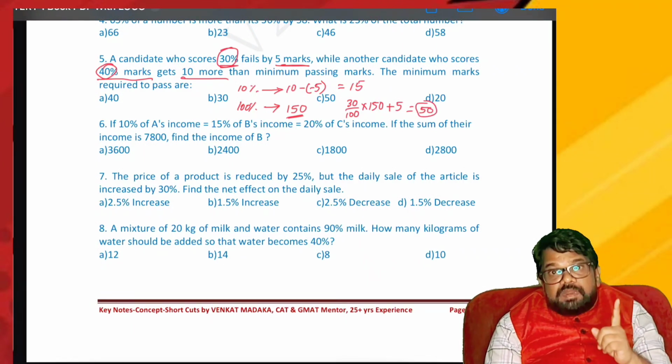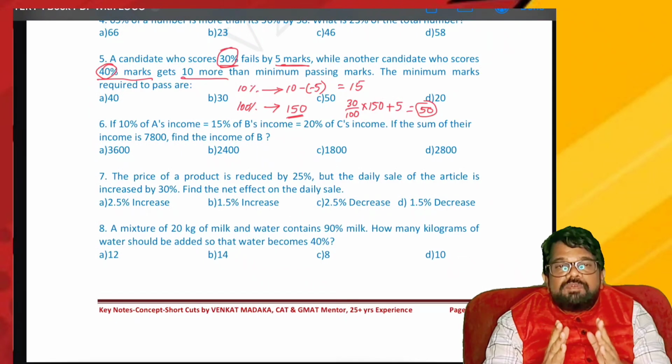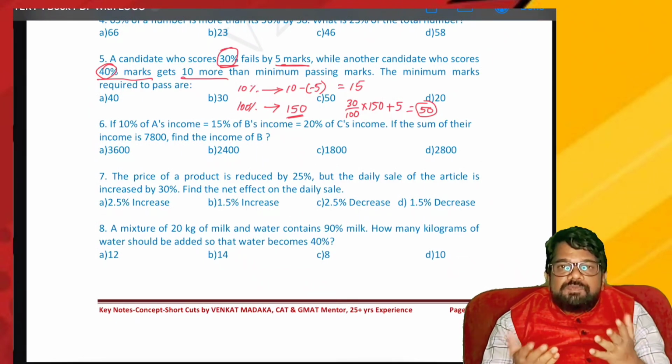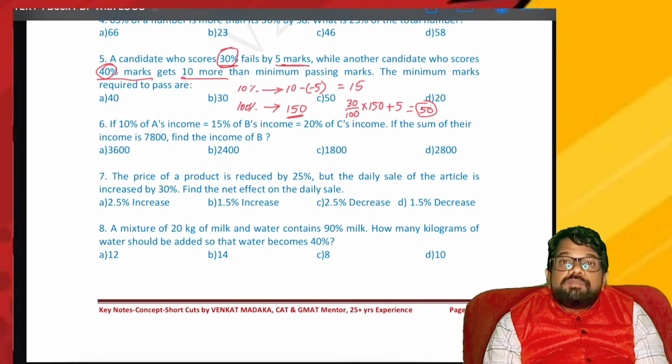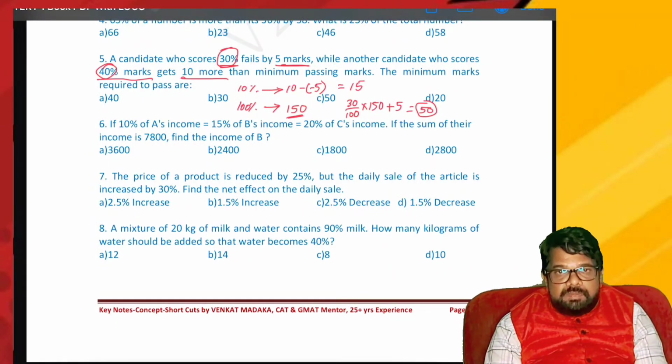He got 5 less than pass marks, means plus 5. So 3 into 15 plus 5. 3 15s are 45, plus 5. 50. What are the pass marks here? 50 is the pass. Or if you take the second student's data, you also get the answer.